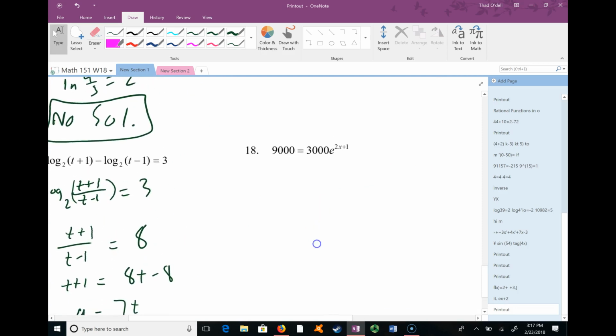This one here, first thing I do is just divide by 3,000 because I want to get the e by itself. So 9,000 divided by 3,000 would be 3 equals e to the 2x plus 1. And then, of course, to undo e to that, we take ln, so that would be natural log of 3 is equal to the natural log of that, which would just be 2x plus 1. So then ln of 3 minus 1 is equal to 2x. So if I divide by 2, I get that.